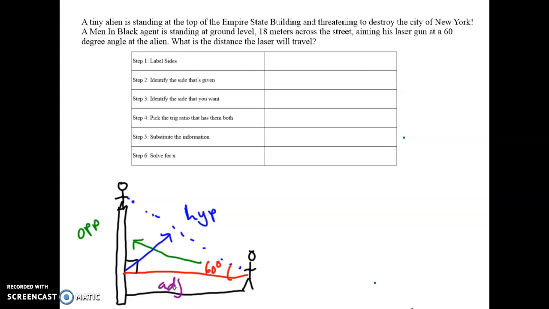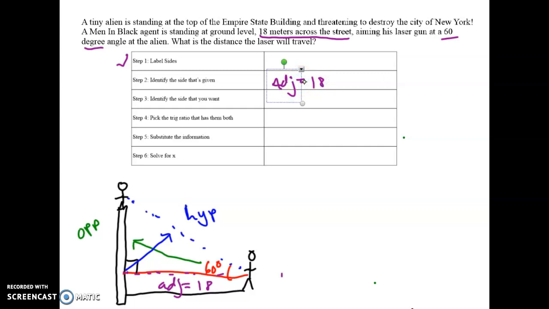So we have to go back and look at what we know. We knew that he was shooting at a 60-degree angle. Now it says he's 18 meters across the street from the building. So from the building, 18 meters, I'm going to say that is my adjacent side, 18 meters. So I've labeled the sides. I just identified the side that is given. We just said that our adjacent side is 18 meters.